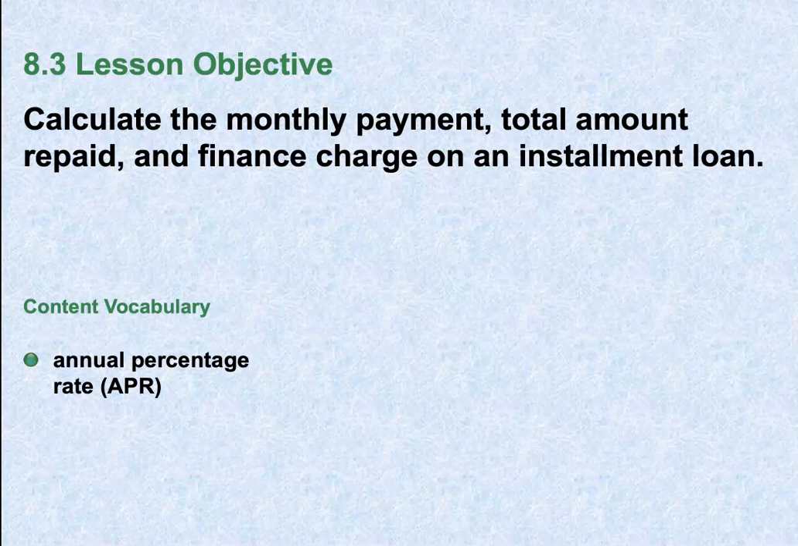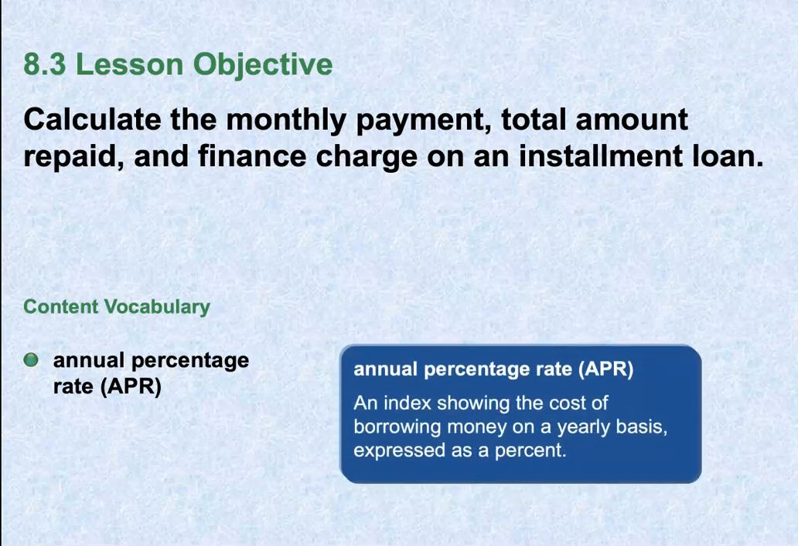We're going to first talk about what APR is. APR is your annual percentage rate. That's what it stands for. It is an index showing the cost of borrowing money on a yearly basis expressed as a percent. So you will hear this frequently. Think about where you've heard APR. Maybe on a commercial about cars, taking out a lease on a car, maybe about a credit card.